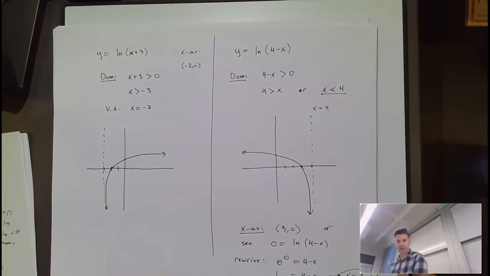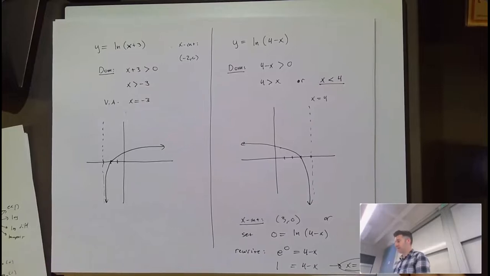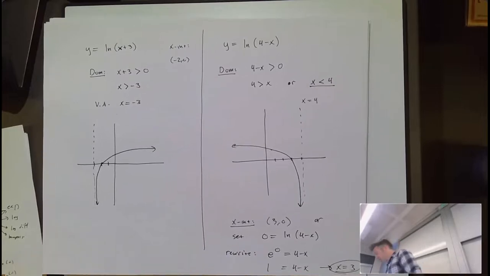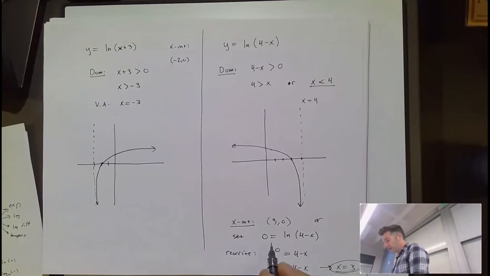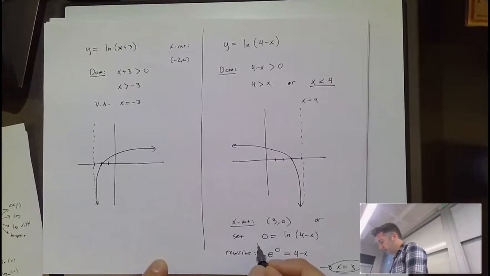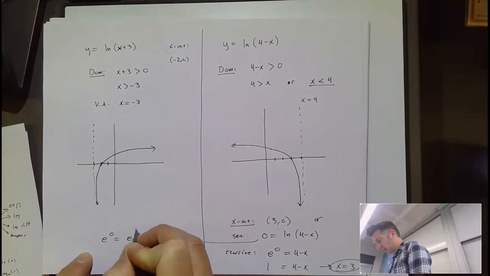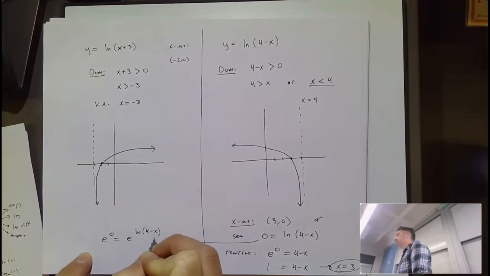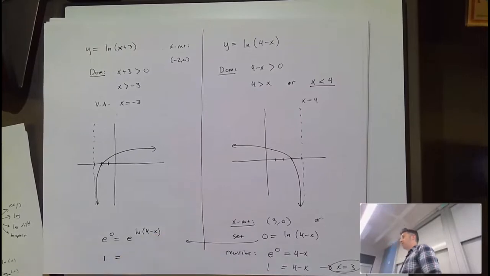Sure. So there's actually 2 different ways you can go about this. One way is to raise both sides as powers of e. So you could say e to the 0 equals e to the natural log of 4 minus x. e to the 0 is 1, and e to the natural log of something is just the something.